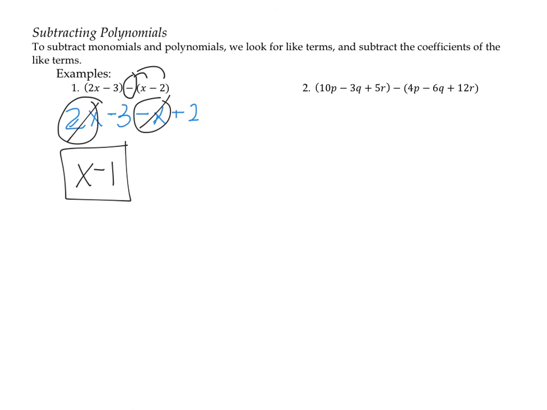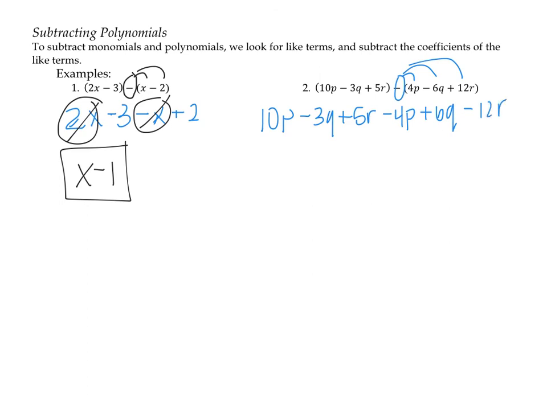Then number 2, we're going to do the same thing. So I'm going to copy down my first trinomial. And I'm subtracting my second, so this negative needs to go to every single term. So minus 4p, my minus 6q is going to become a plus 6q, and my positive 12r is going to be a negative 12r now, or subtracting 12r.